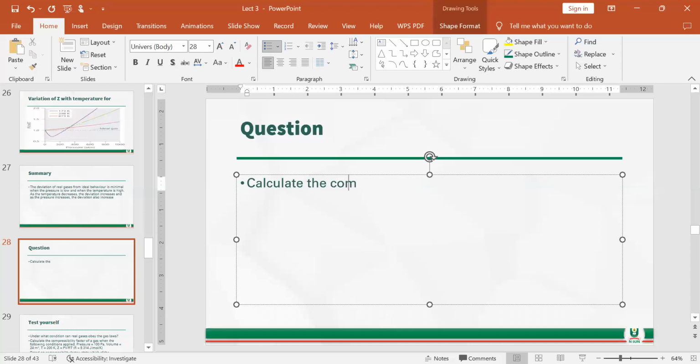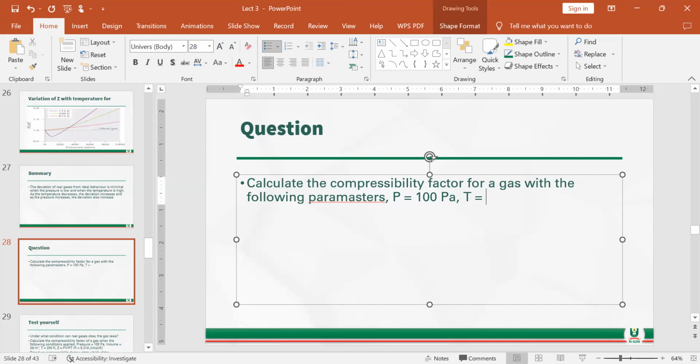Calculate the compressibility factor for a gas with the following parameters: pressure equal to 100 Pascal, temperature equal to 273 Kelvin, volume equal to 22.4 dm cube, and of course, you know the gas constant is equal to 8.314. Can you calculate the compressibility factor?